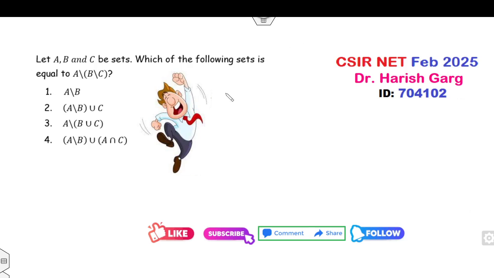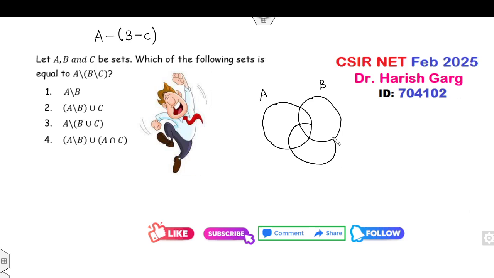Okay, look at the second one. A, B, C are sets. Which of the following is equal to A minus (B minus C)? Fine, it is very simple. You can simply take any three sets. Let's say this is my A, this is my B, and this is my C.